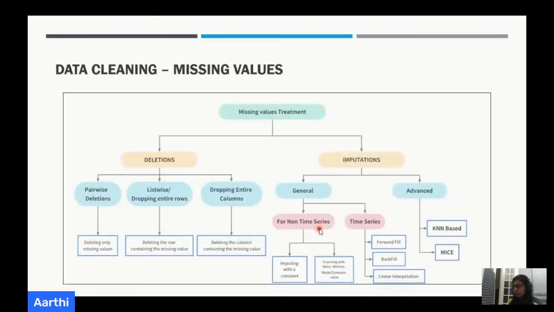Missing values. So these are the missing value treatment. What we can do is either delete it if there are not too many there, or we can impute it. What impute means is you fill in for what is missing by making some assumptions or calculations. Deletion means pairwise deletion, so you only delete the missing value.